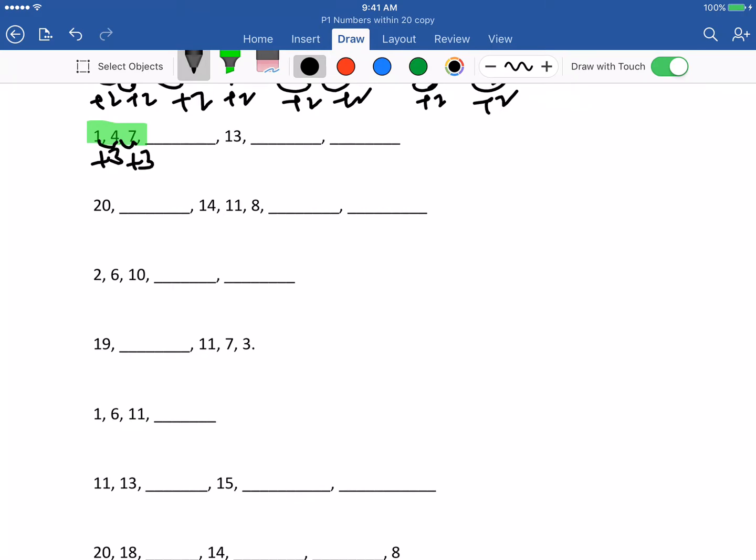You need to add 3 to each number. So next number you need to add 3 as well. So it should be 10. You add another 3, then it's 13. Then you continue the pattern. Another 3, which is 16. You add another 3, will be 19.